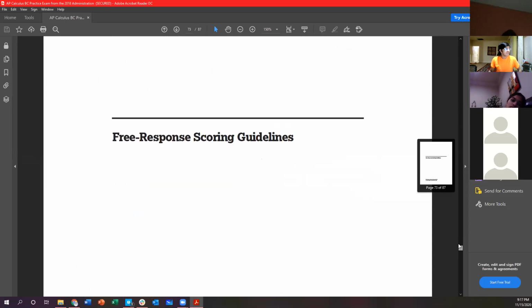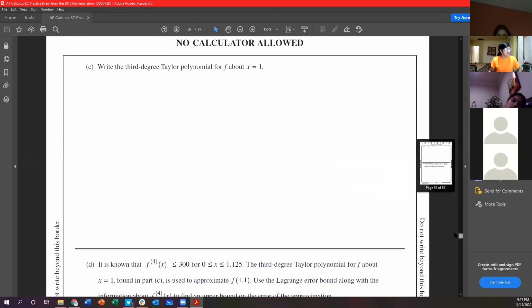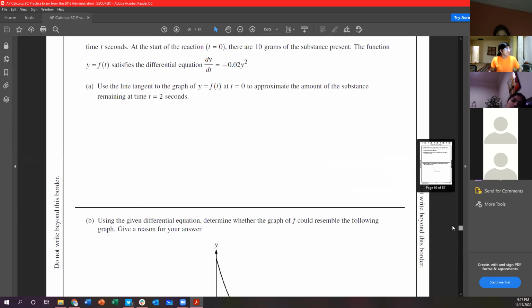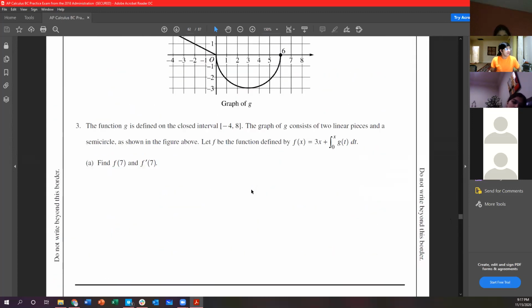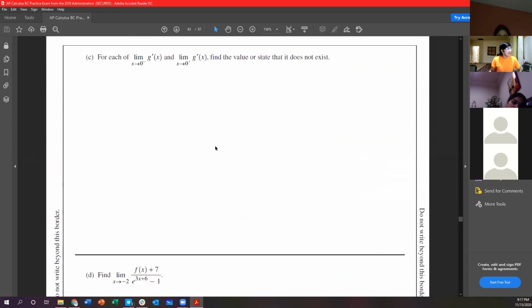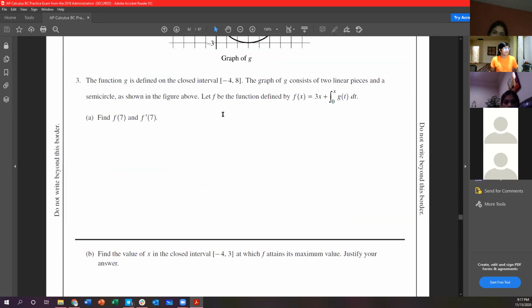Let's just finish up that question, and I think we'll call it a day unless you guys have any more questions. Okay. We did B. For each of limit x approaches 0 negative of g prime of x, and then positive, find the value or state that it does not exist. So we need to find the limit as x approaches 0 from negative of g prime and then from positive of g prime. Okay.